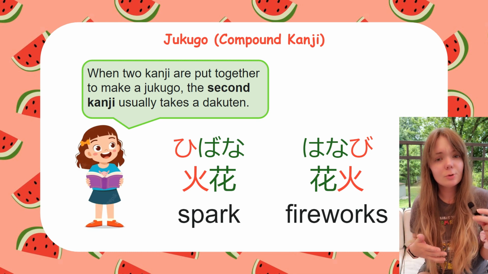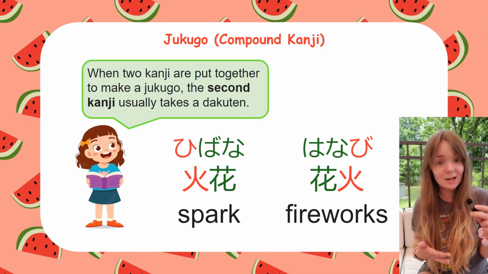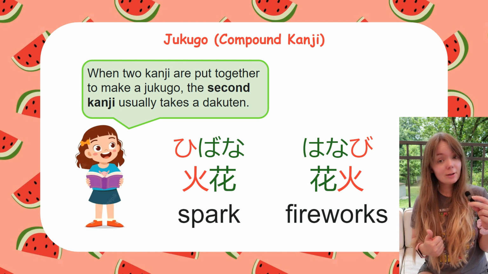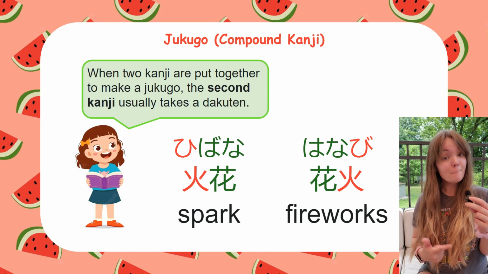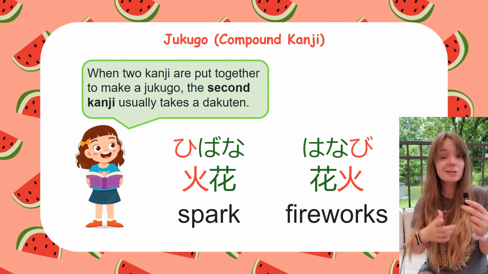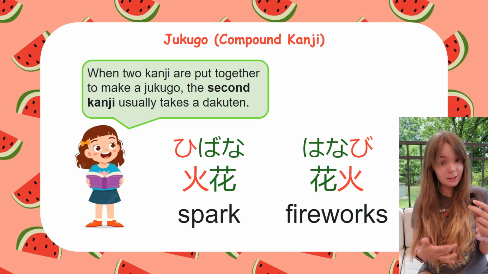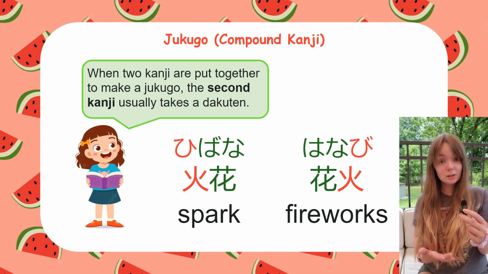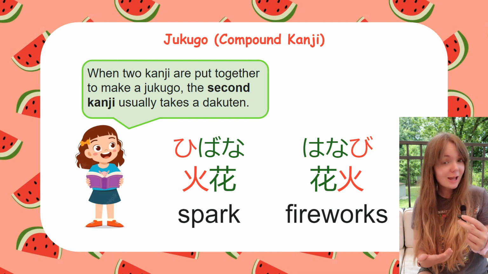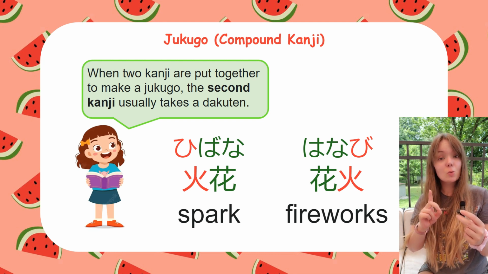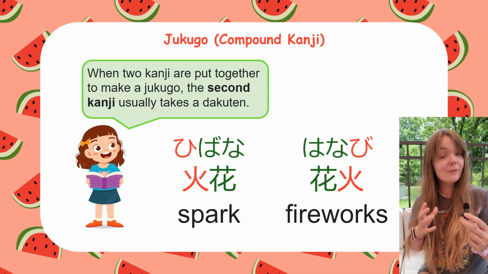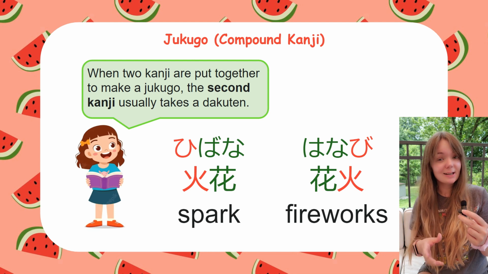If you look at the example here, you'll see that both of these words actually have the same two kanji. The kanji for fire and the kanji for flower. But they are reversed. Both words also use the same reading for these kanji. Hi for fire and hana for flower. But the word for spark has a dakuten on flower because it's the second kanji.